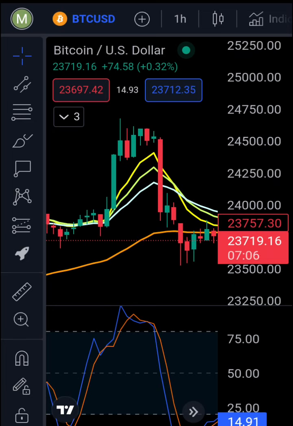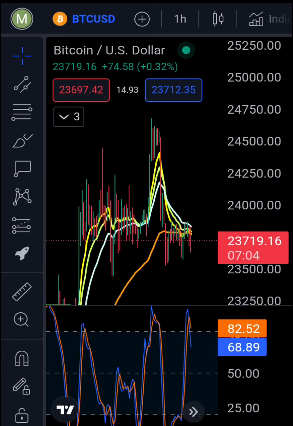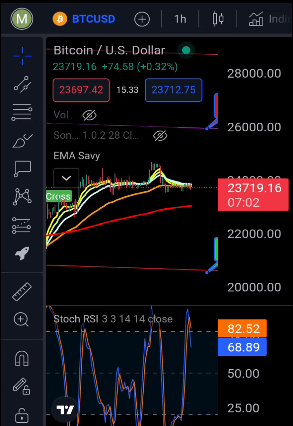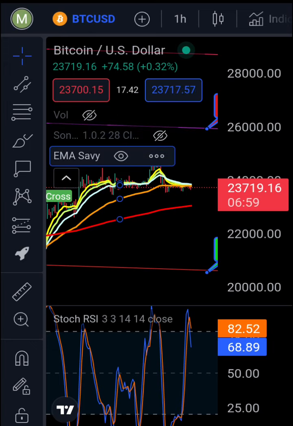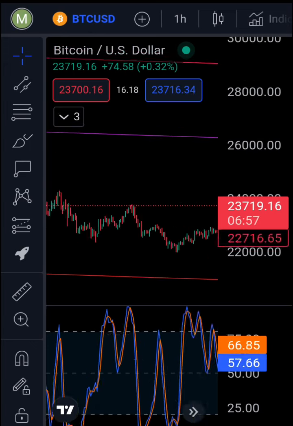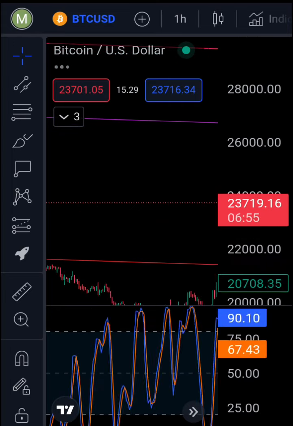But this pattern usually plays out. We've seen it when Bitcoin was at 30K. I can show you that when Bitcoin was in 30K, we've seen it play more than once in that region. And we could be doing the same. We might be stuck in this region.